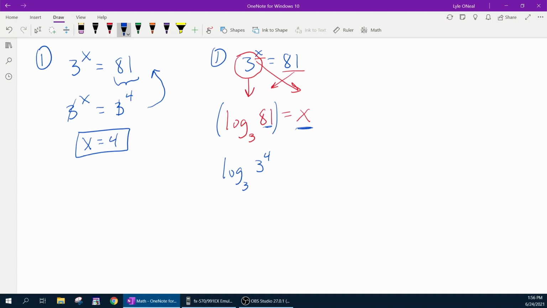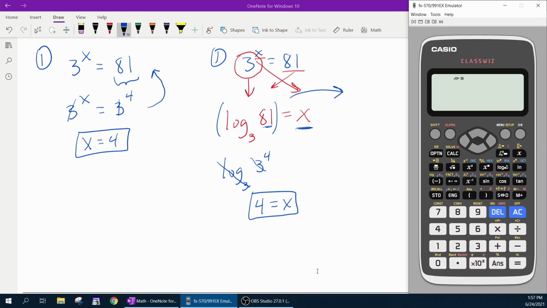And then we know there's a property of logarithms that says if the bases match, they cancel, and the exponent is the answer. So we get 4 that way. The other way we could have done that is with the calculator. So if we bring up our class whiz, we can do log base 3 of 81, and we also get 4.